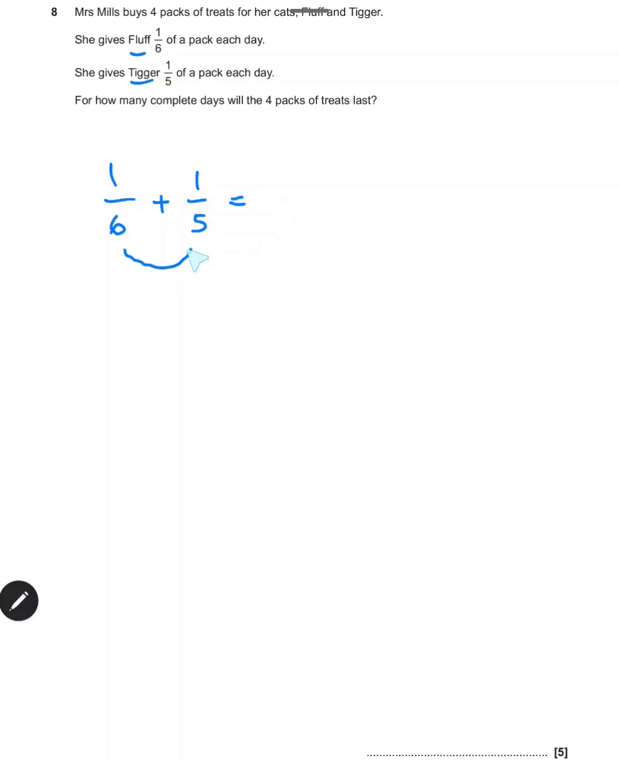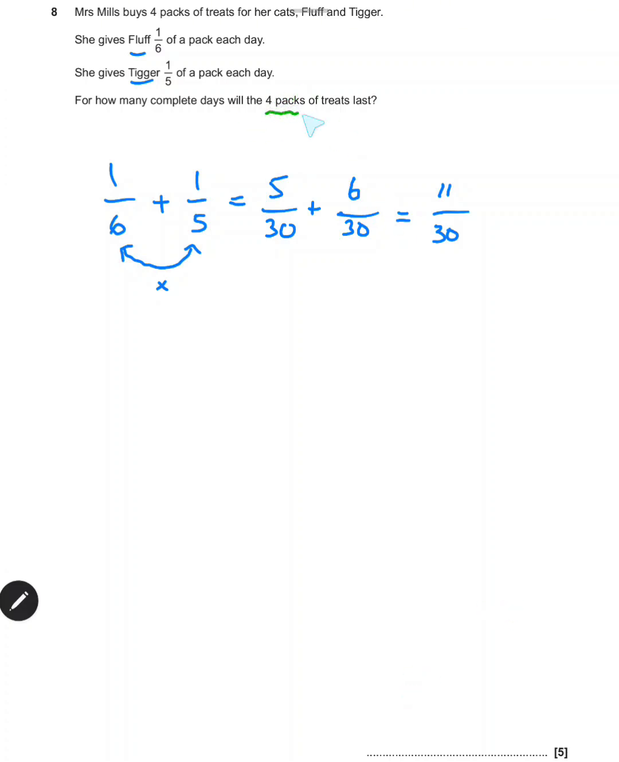So adding fractions, we need common denominators. Let's multiply those together. We're going to get 30ths, and that's what we're going to work in. I multiplied the 6 by 5, so the 1's getting multiplied by 5. I multiplied the 5 by 6, so that 1's getting multiplied by 6. And if we add those together, 5 30ths add 6 30ths is 11 30ths.